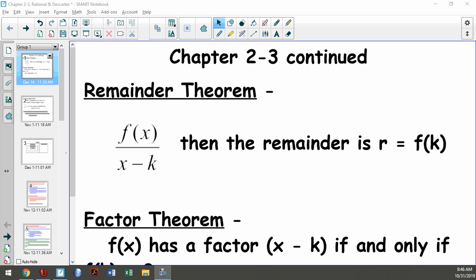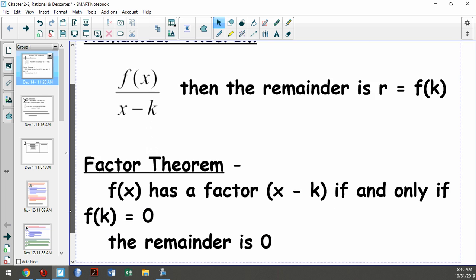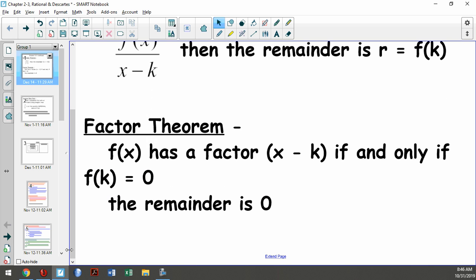The rational roots theorem. Now, the remainder theorem says that if I take any function and divide it by x minus k, if I do synthetic division, my remainder r is going to be f at k. We learned that yesterday. In order to be a factor, we learned that your remainder has to be what? If you are a factor, your remainder must be 0 when you do synthetic division, correct? We learned that as well.